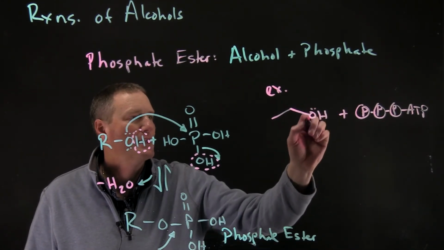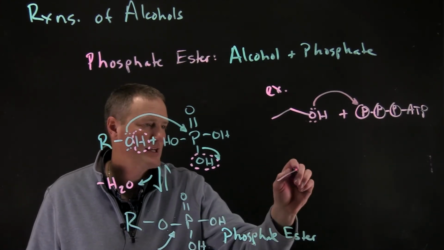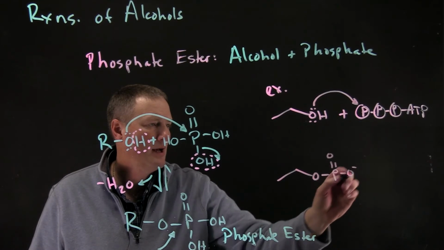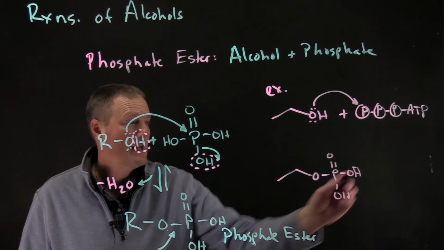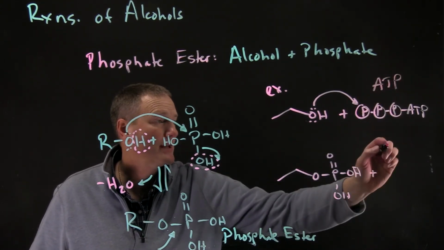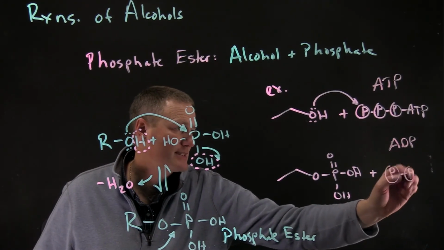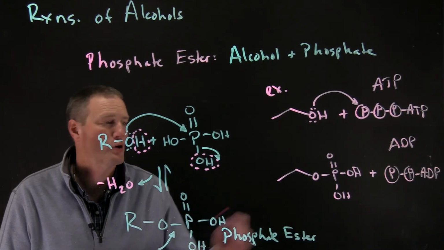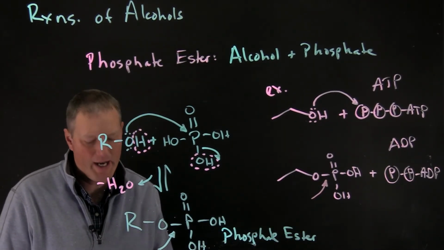But what can happen is the alcohol can become phosphorylated to give us now the phosphate ester. And in this case, ATP will be converted to ADP, which would just have two phosphates attached. Okay, so in this case now, this would be the new phosphate ester bond.